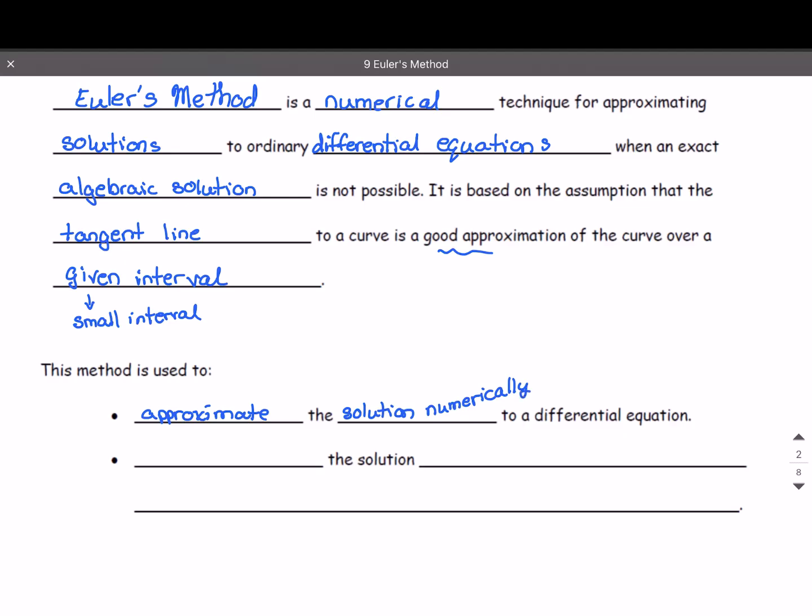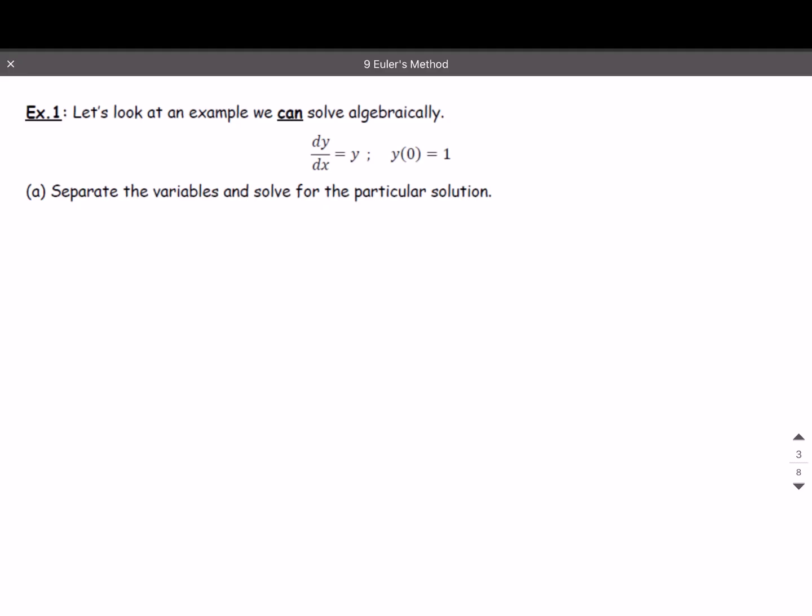To a differential equation. And we manually create the solution piece by piece using short line segments. And we're using those tangent lines, okay? So we're going to use short line segments. Now let's look at an example we can solve algebraically. That way we can make predictions and we know when we do it, we'll see how accurate it is.